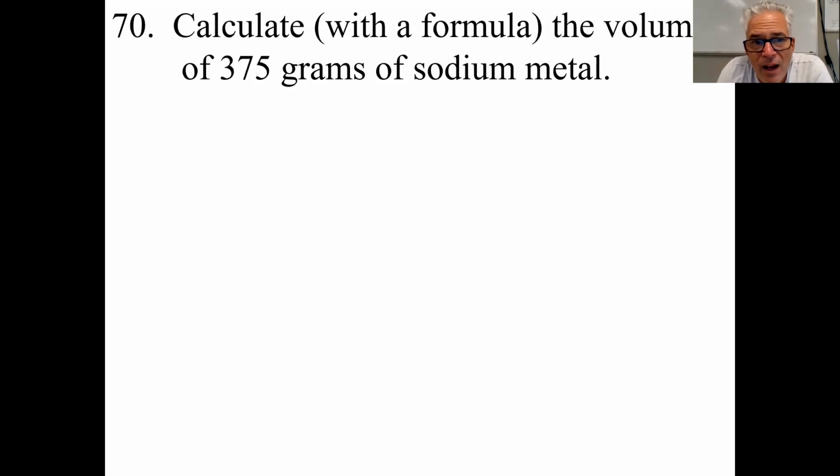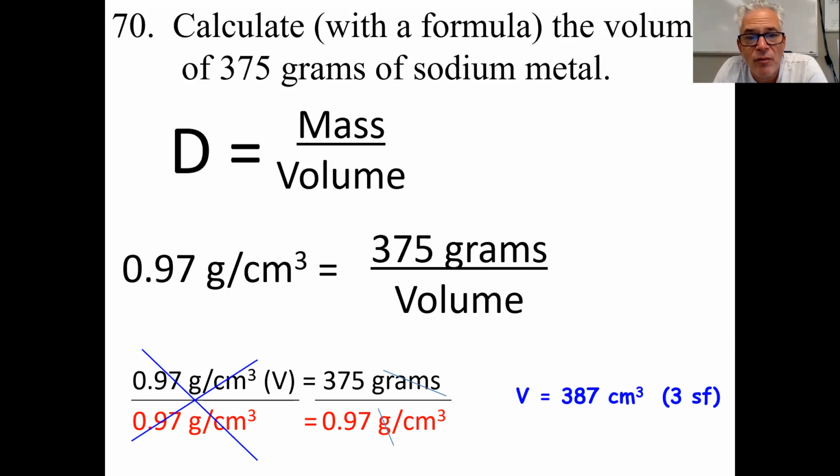With the formula, what is the volume of 375 grams of sodium metal? So you know it's sodium. You need the volume. You got the mass. The density is in table S. And if you write the density formula, density equals mass over volume, you can go right to table S. Sodium is atom number 11. The density is 0.97 grams per centimeter cubed.